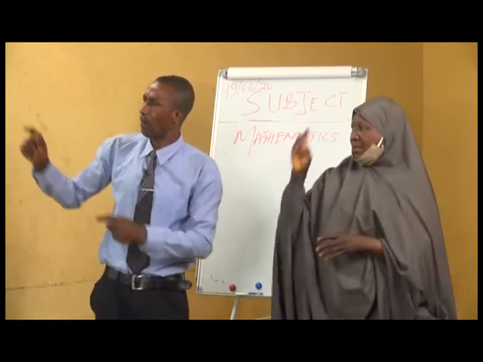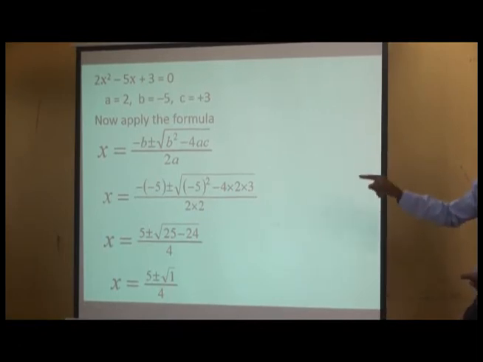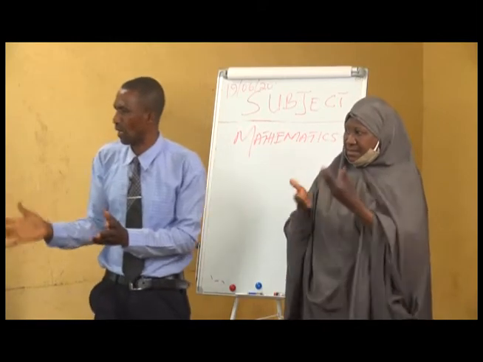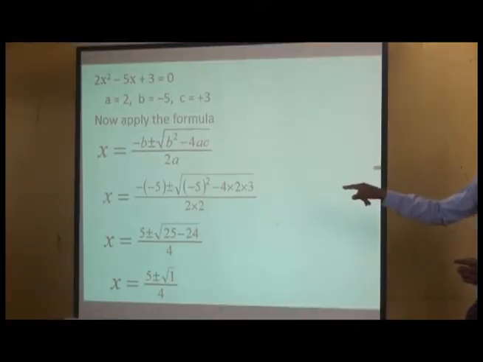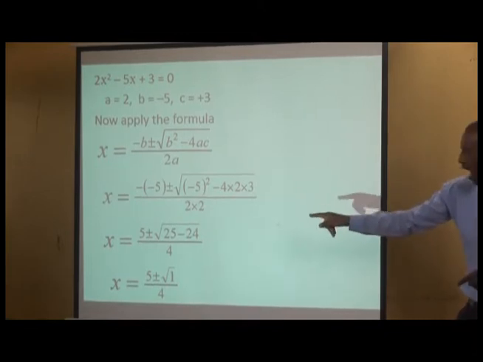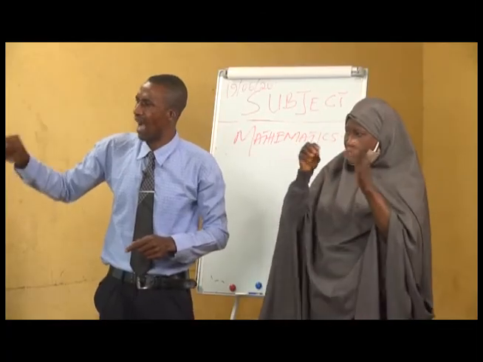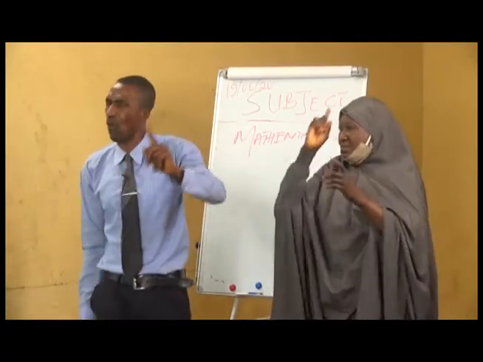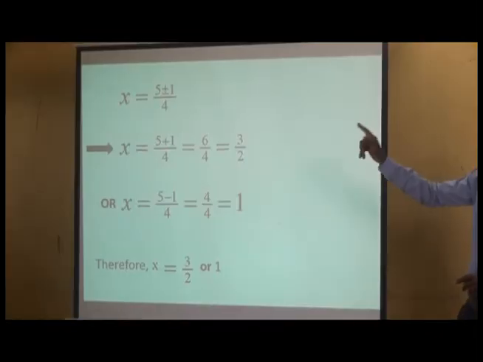So your x becomes 5 plus or minus the square root of 25 minus 24, all over 4. By simplification, 25 minus 24, the answer is 1. So that is why I have the next step: x equals 5 plus or minus the square root of 1, all over 4. And the square root of 1 is equal to 1, because 1 times 1 will give you 1. So your x now becomes 5 plus or minus 1, all over 4.